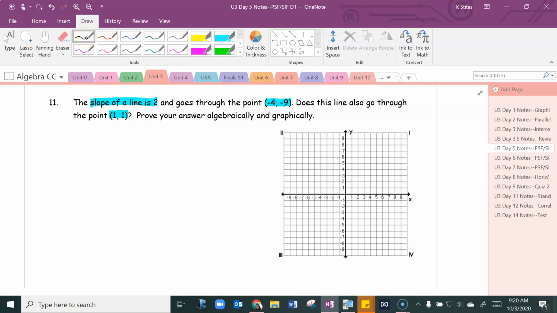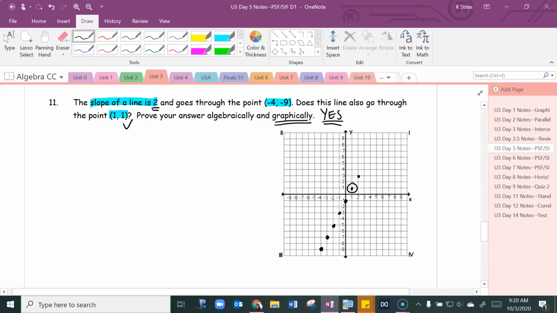All right, welcome back. So the correct answer is yes, it does. Here's how probably most of you figured this out. My guess is that you went down to (-4, -9), which is down here, and you said, oh, well, the slope is 2, so that's up 2, right 1. And you just keep on doing that. And eventually you get here, which is (1, 1). So yes, it did work. So that would be proving your method graphically.